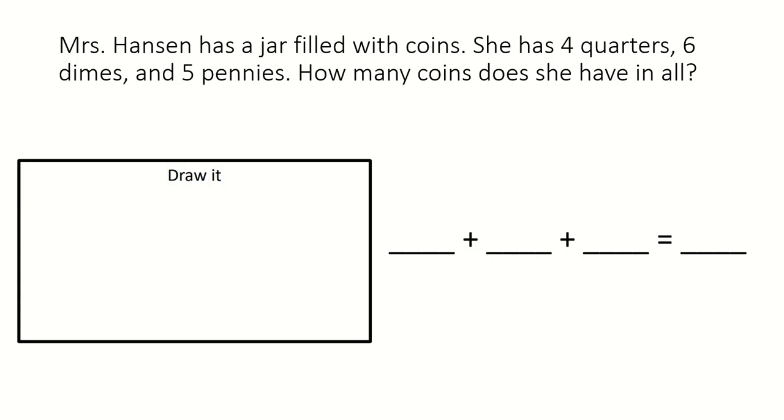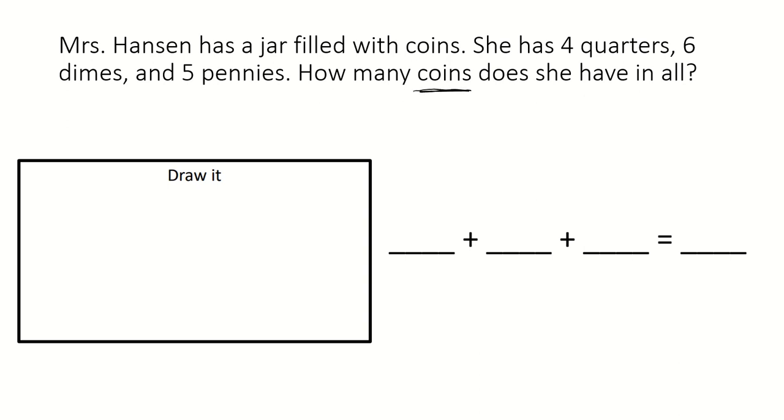On the first one, it says Mrs. Hanson has a jar filled with coins. She has 4 quarters, 6 dimes, and 5 pennies. How many coins does she have in all? So the first thing that we want to do is know what we're actually going to be adding. We know that we're trying to find out how many coins she has in all.